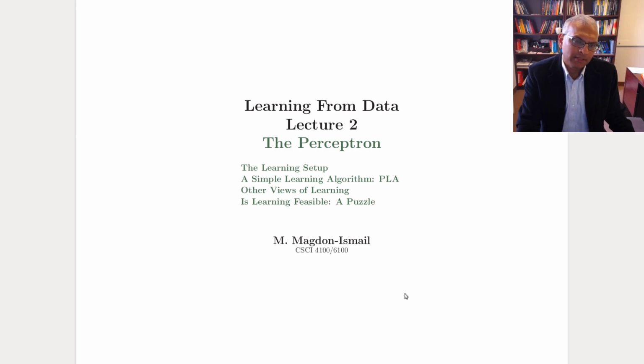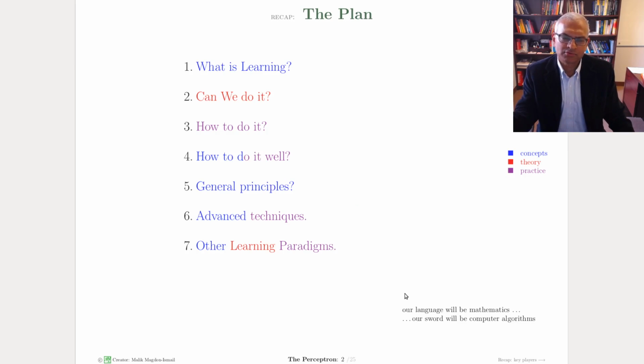Before we derive the Perceptron, let me just recap where we were from the last lecture. So we talked about the storyline: what is learning, can we do it, how do we do it, how do we do it well. Then let's step back in our storyline and talk about general principles, and lastly we'll add a few bells and whistles with advanced techniques, and we might mention other paradigms. Okay, so that's the plan.